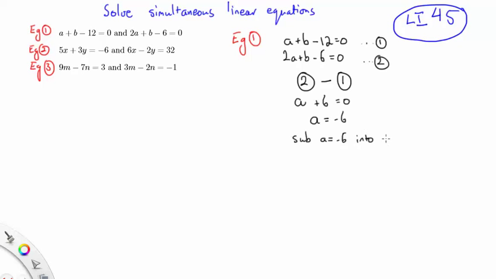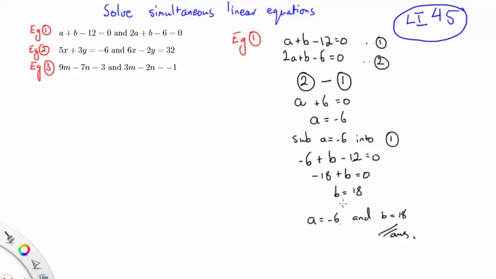Sub a equals negative 6 into equation 1. So we get negative 6 plus b minus 12 equals 0. Negative 6 minus 12. Watch out there because it looks like negative 6 plus 12. It's negative 6 minus 12 is negative 18 plus b, which equals 0, and b equals 18. Alright, let's write our answer nice and neat. So a equals negative 6 and b equals 18.